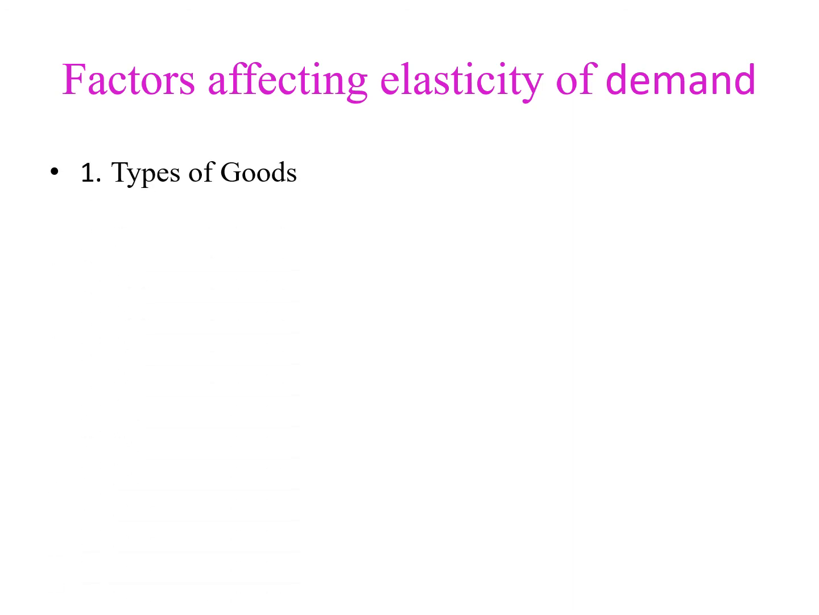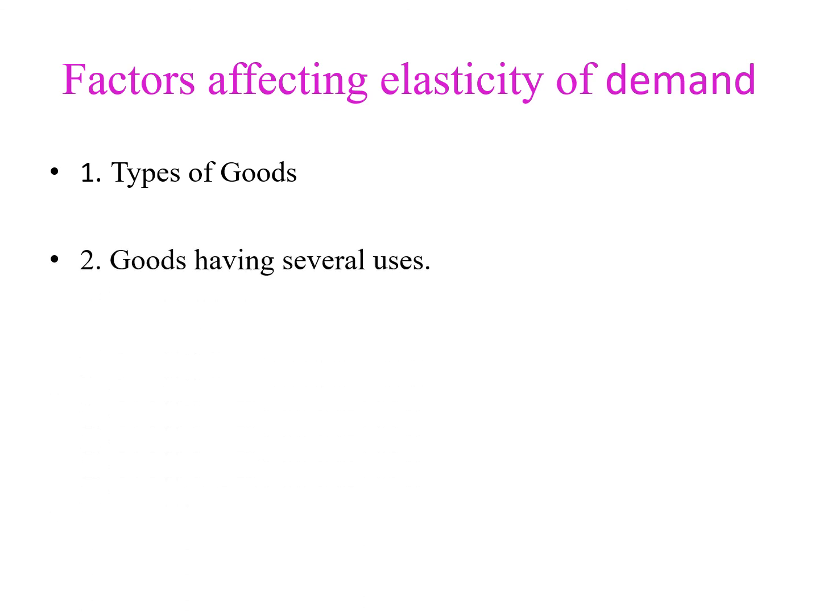First one is the type of good. The demand is inelastic or less elastic for necessaries. It is obvious because price changes do not influence the consumption of these goods. On the other hand, in respect of comforts and luxuries, the demand is elastic or relatively elastic.